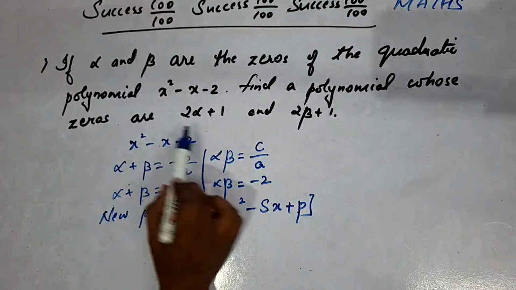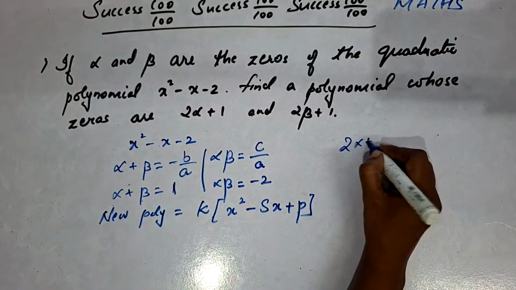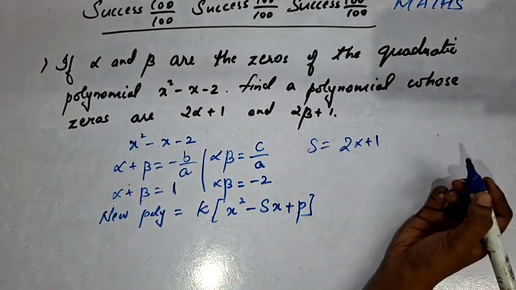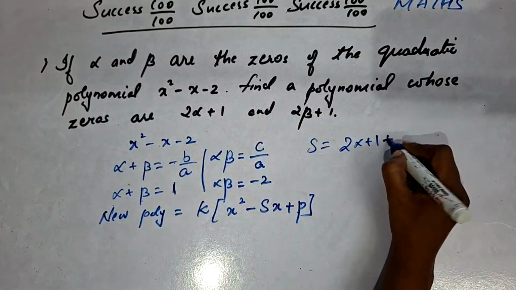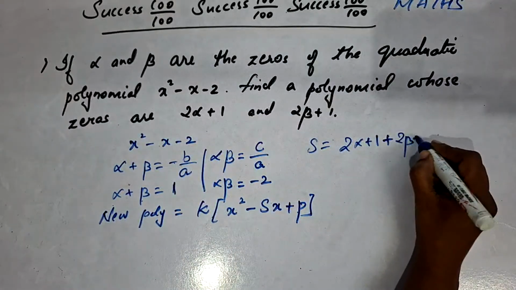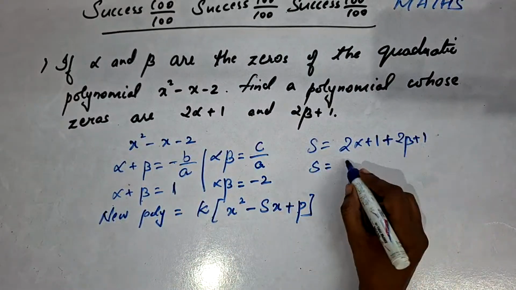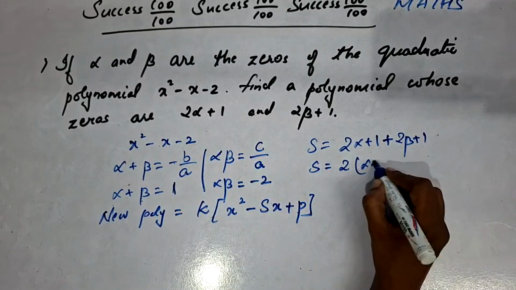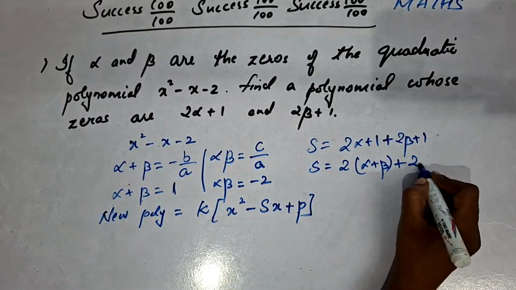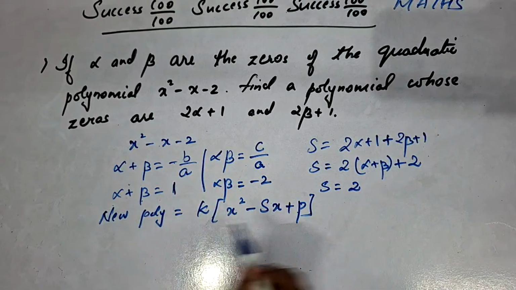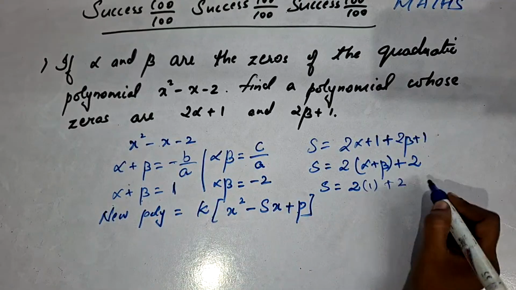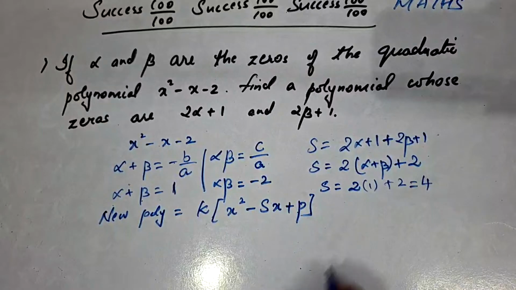Now the new alpha is 2 alpha plus 1, and the new beta is 2 beta plus 1. So my sum S is 2 alpha plus 1 plus 2 beta plus 1. Therefore, S is equal to 2 into alpha plus beta plus 2, since 1 plus 1 is 2. Therefore, S is equal to 2 into, what is alpha plus beta? It is 1, plus 2, that is equal to 4.